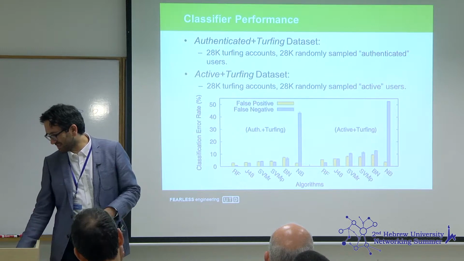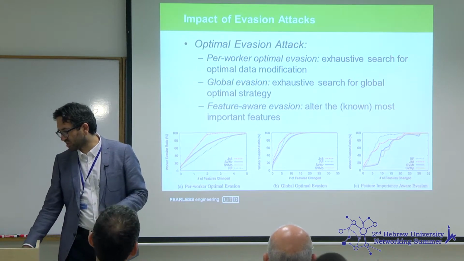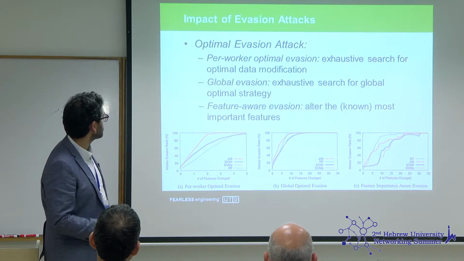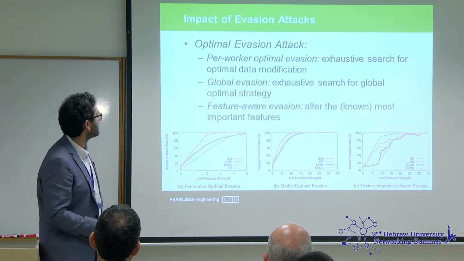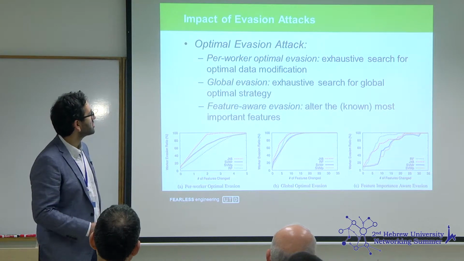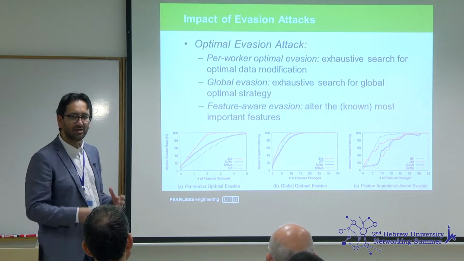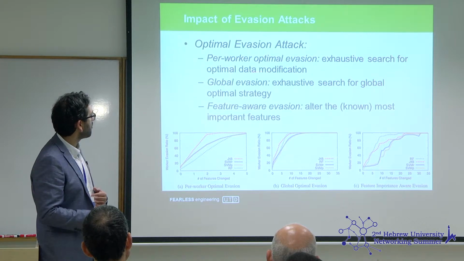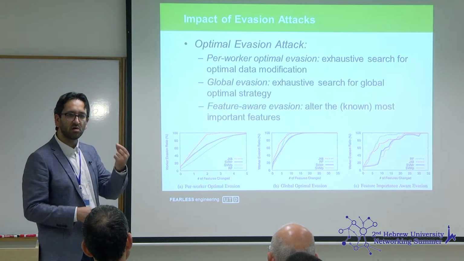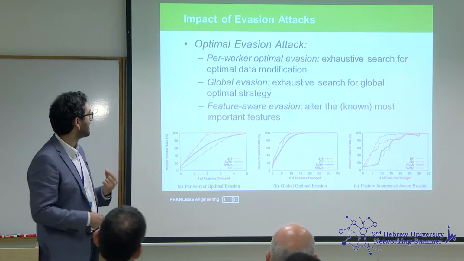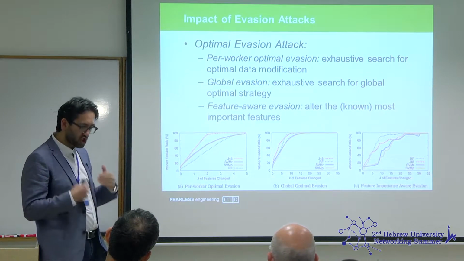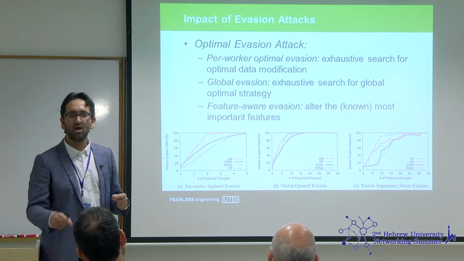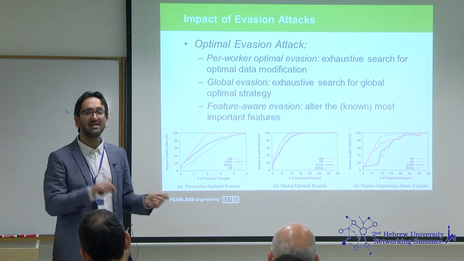And now they look at evasion attacks. And then they look into that is per worker, the worker wants to modify its data so that it won't be classified correctly. And then they look at per worker strategy. Per worker, each worker comes up with a strategy by itself to evade the thing. So if the worker changes its behavior, for example, like number of tweets or number of actions it got, or number of times it logs in, or when it logs in.